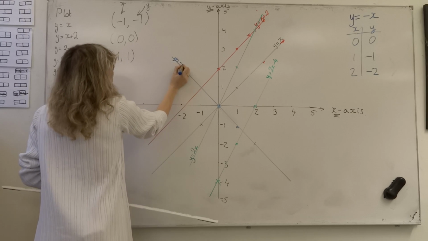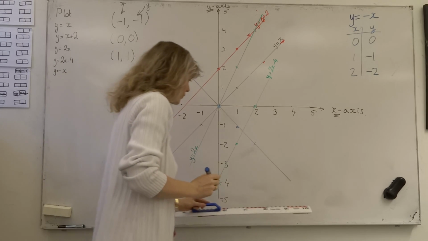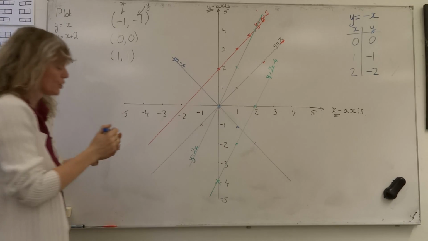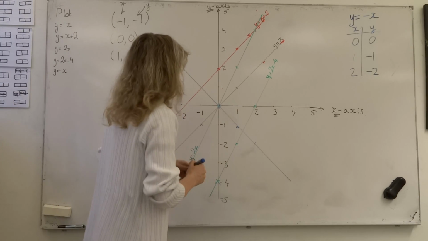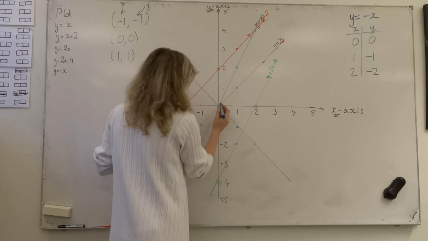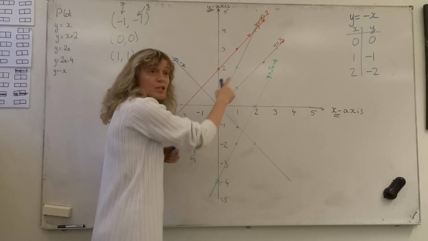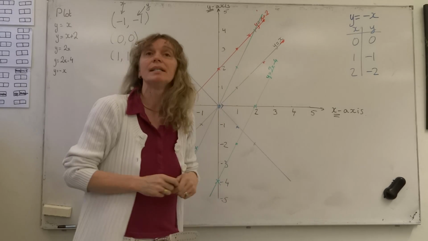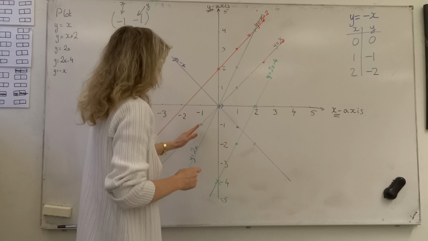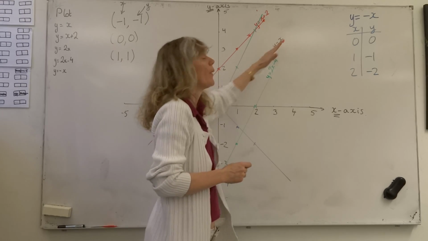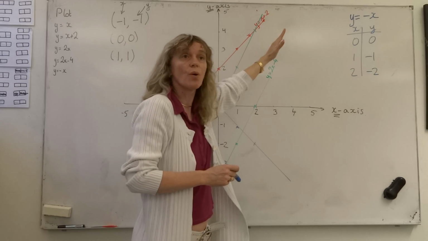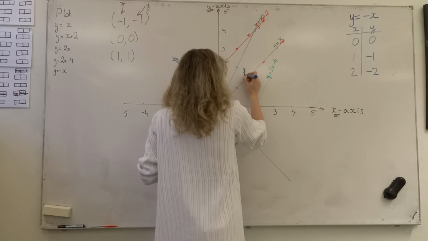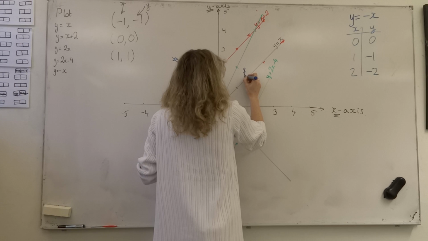Y equals minus x. Very, very similar to y equals x. Here's y equals x. If we were to measure the angle between y equals x and y equals minus x, it would be exactly 90 degrees. This one, you can imagine that you're going up the mountainside. So anyone that has a positive gradient, think of yourself as being a little backpacker climbing up the mountain.